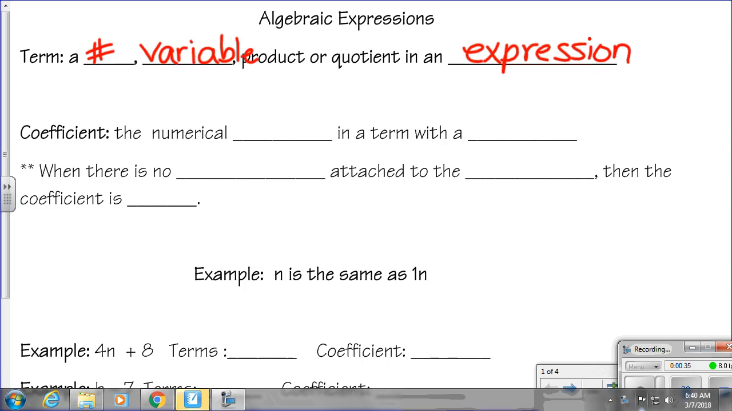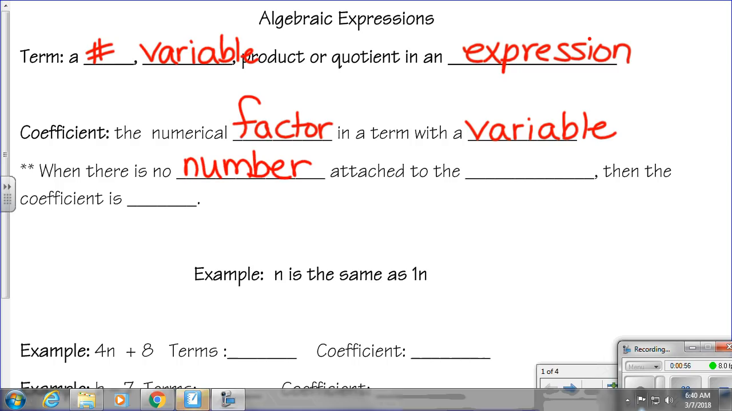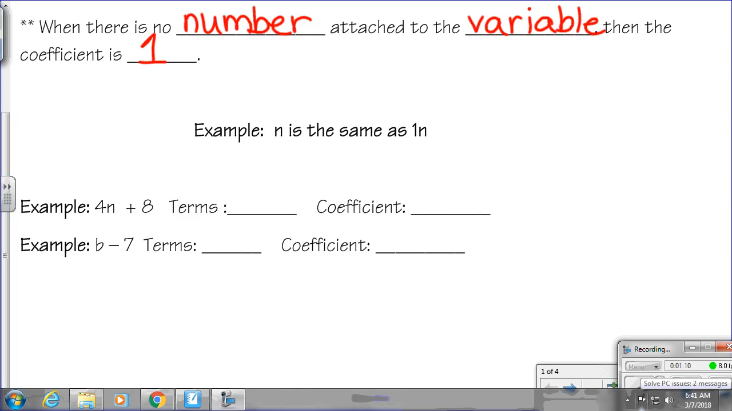The word coefficient is the numerical factor in a term with a variable. When there is no number attached to the variable, then the coefficient is 1. An example of this would be n is the same as 1n.